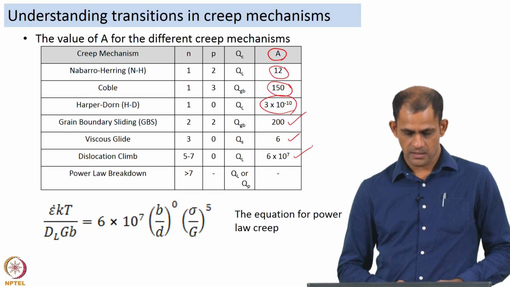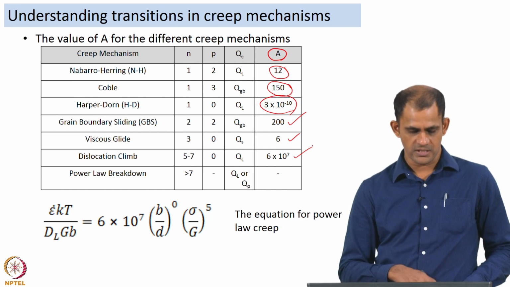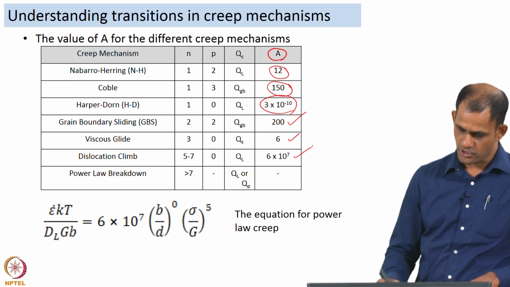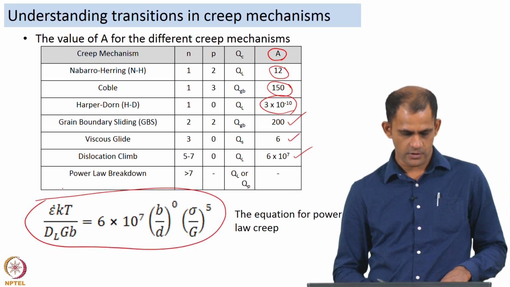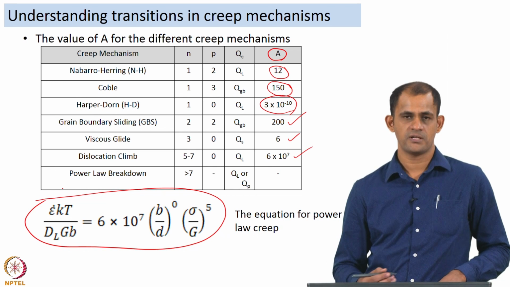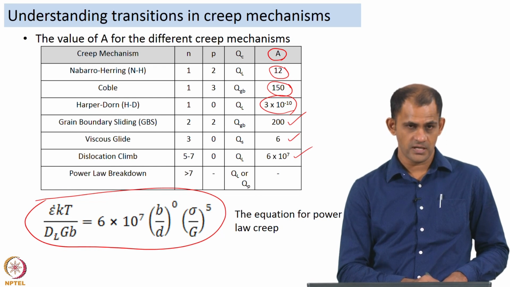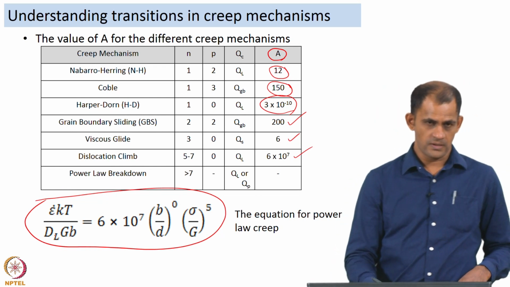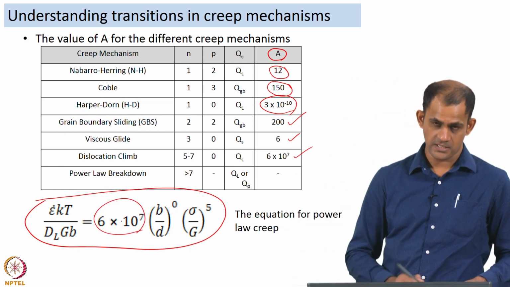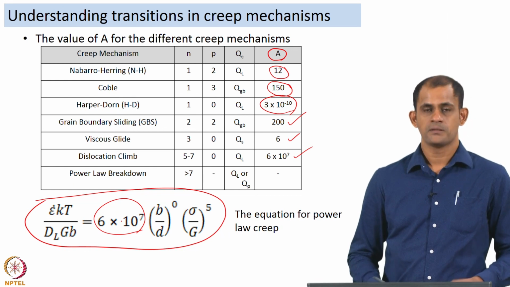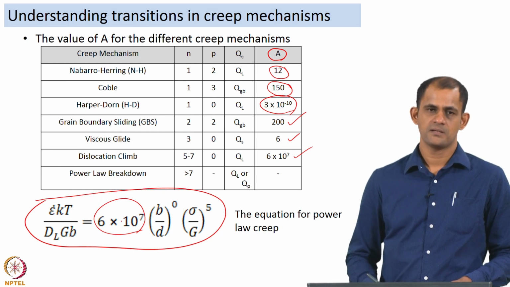So, just as an example, if we want to represent dislocation climb as per the Bird-Mukherjee-Dorn equation, then this is how the creep equation would look like. So, you will have epsilon dot kT by D L G b, because we generally know that power law creep is controlled by climb of dislocation. So, you will have diffusivity corresponding to lattice diffusion. And the A value is 6 into 10 to the power 10. So, that is included here, and we know there is no grain size dependence, that is because in power law creep the deformation behavior is grain size independent.